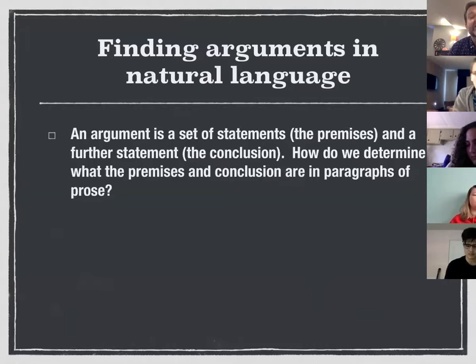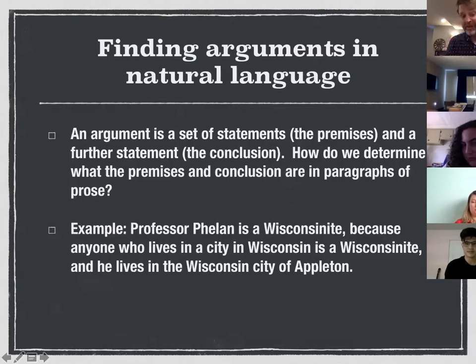Now, the question that we face in moving from informal statements of arguments, as we might get in an ordinary paragraph in English, to formal statements of arguments, which are what we're going to be focusing on primarily in symbolic logic, is the problem of identifying what role the different sentences in an ordinary paragraph are playing when it comes to the more formalized structure of a logical argument. So here's an example. Professor Phelan is a Wisconsinite because anyone who lives in a city in Wisconsin is a Wisconsinite, and he lives in the Wisconsin city of Appleton. So this is a typical argument.